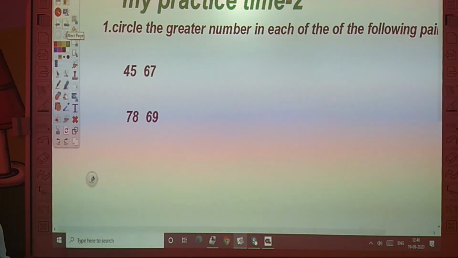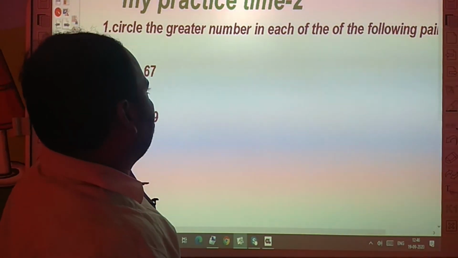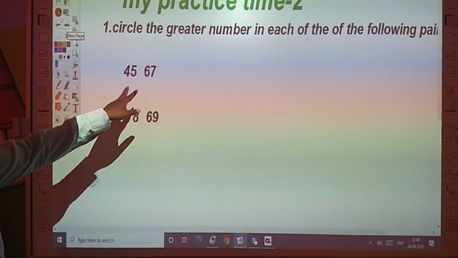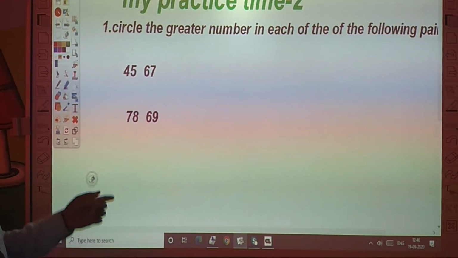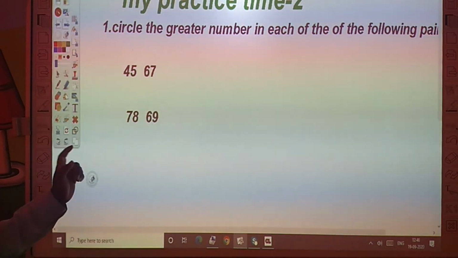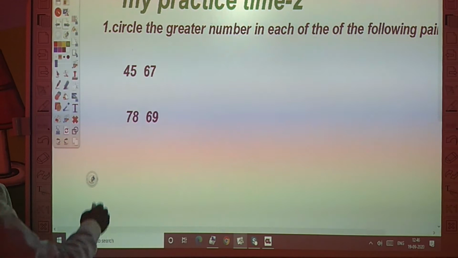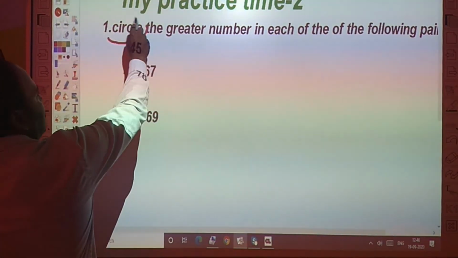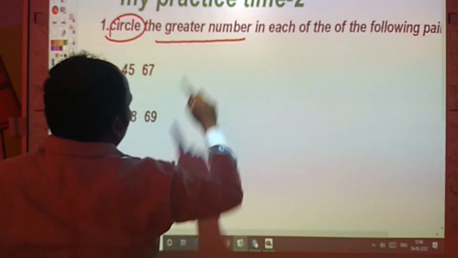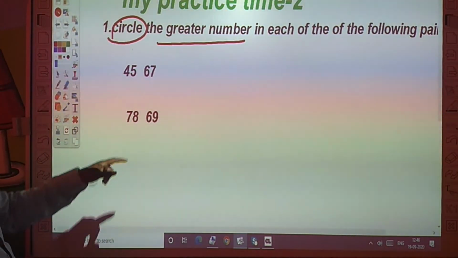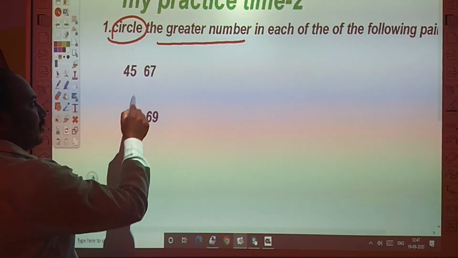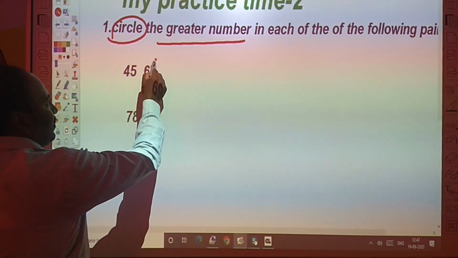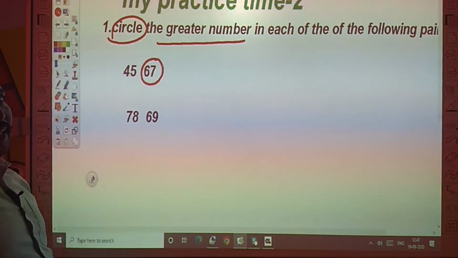The next one, my practice time 2. Circle the greater number in each of the following pairs. We have two pairs. First pair is 45, 67. Second pair is 78, 69. You want to circle the greater number. Which one is the greater number, 45 or 67? Yes, 67 is the greater number.